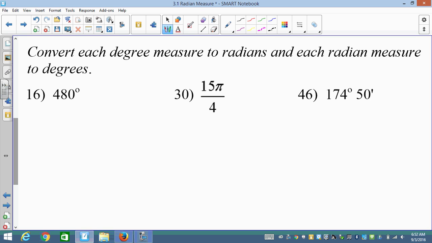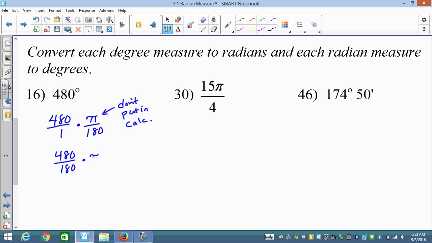So the first three problems: convert each degree measure to radians and each radian measure to degrees. Well, this is degrees, so we're going to do 480 over 1 times pi over 180. Now remember, this is to be left in terms of pi, so don't throw this in the calculator. So you can rewrite it as 480 over 180 times pi.